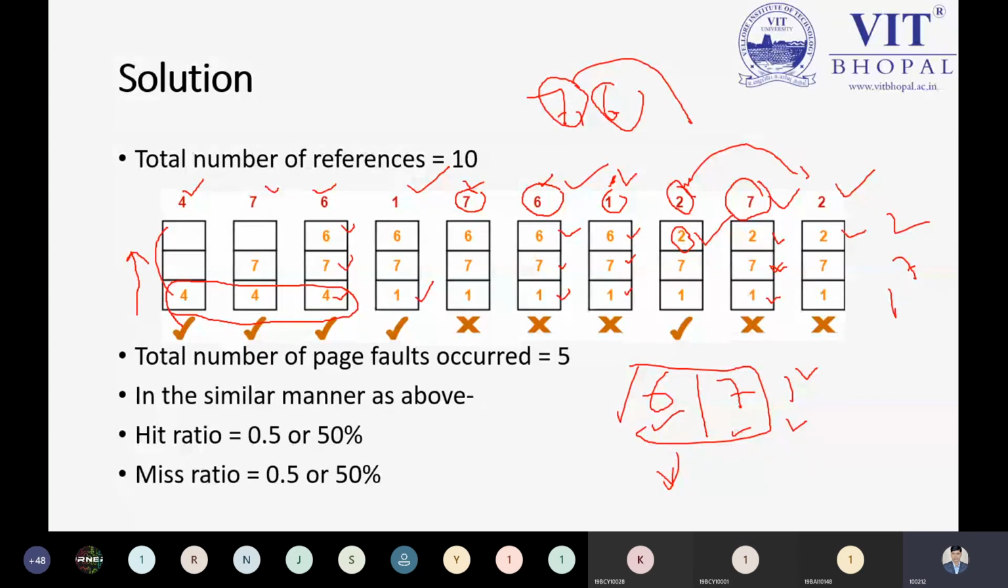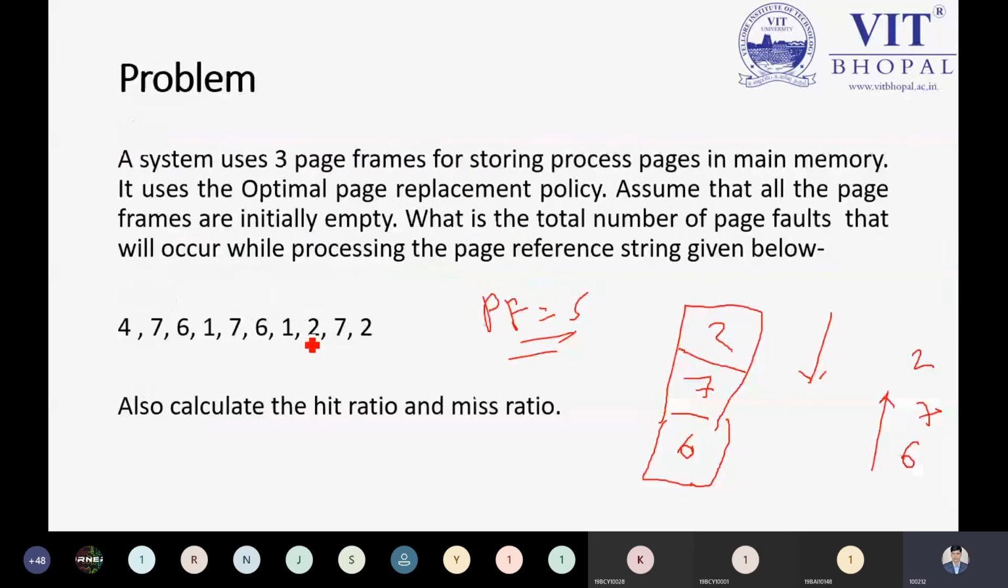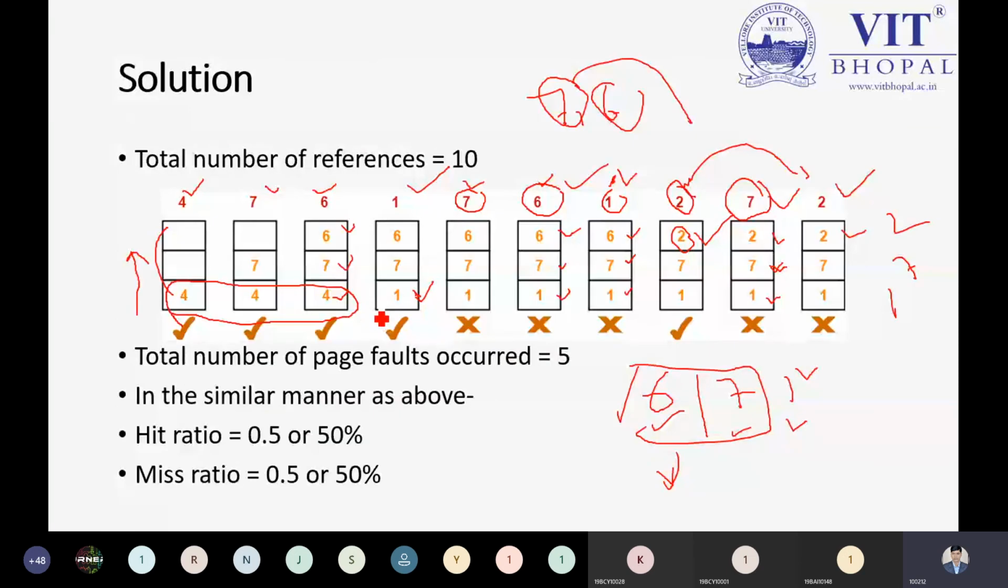Please read this point: replace the page that will not be used for the longest period of time. Keep in mind this point. So that's why 4 will be replaced by 1. So we will replace this 4 value by the 1 value. So we have changed it.